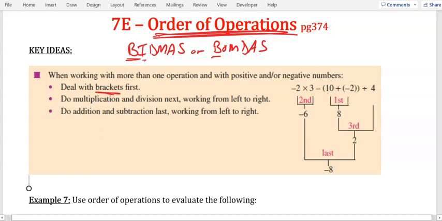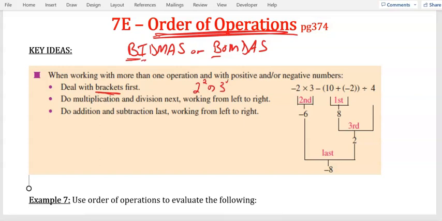The next one is indices, like if you had 2 squared or 3 to the power of 4, but we're not really there yet. And then the next two, isn't it interesting that this is correct and that is correct? Division, multiplication, that's what you do next, but which one first? This one says multiplication, then division. Well, you have to do multiplication or division next, and you do it whichever one comes first from left to right.